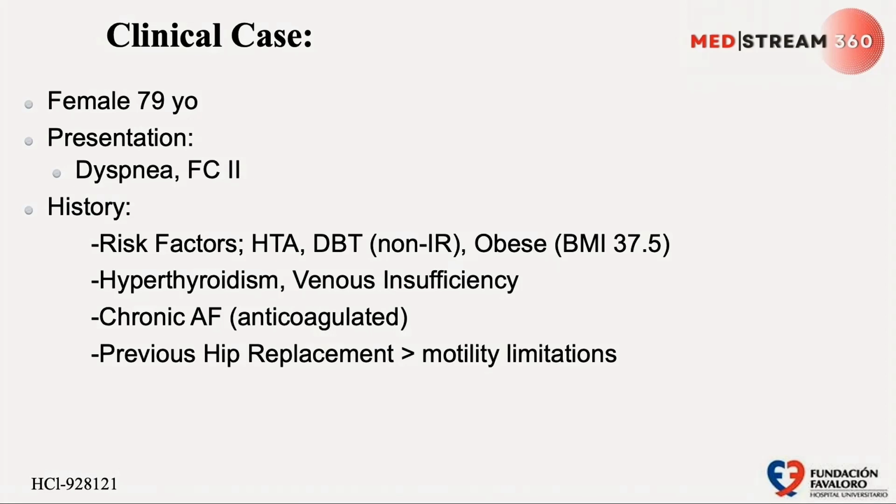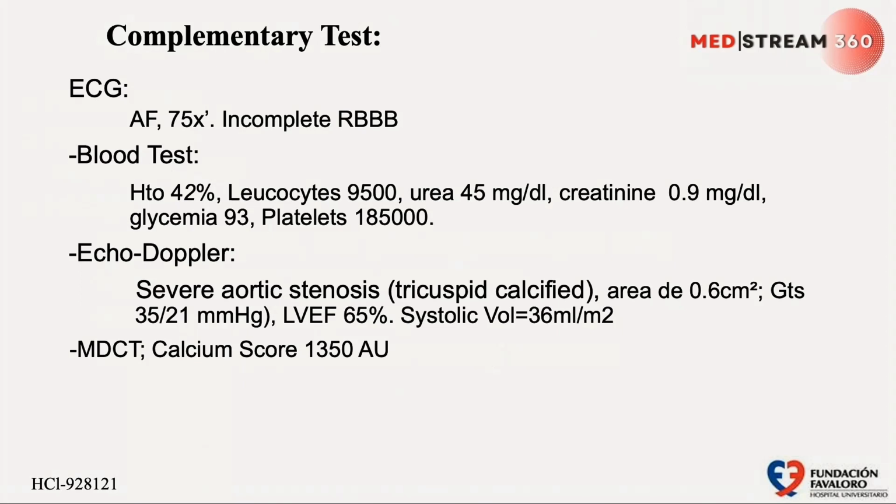in her motility. The ECG showed atrial fibrillation with some kind of conduction disturbances in the right branch. So this is one of the reasons why we implanted pacing before I started the procedure. The blood test, nothing special about that.